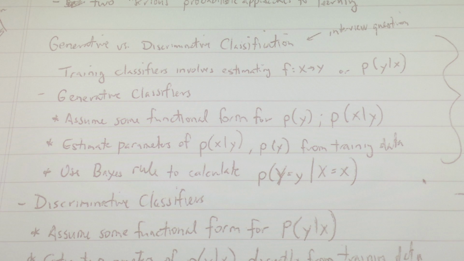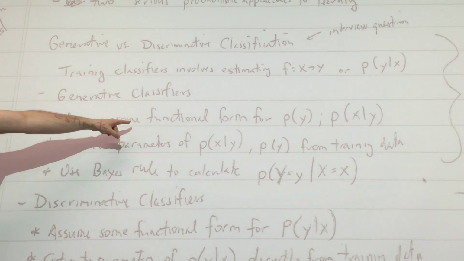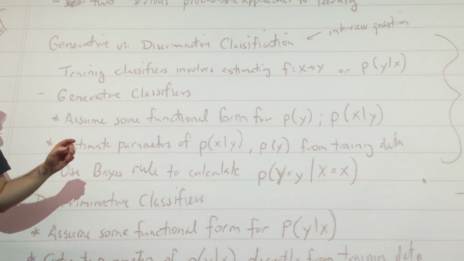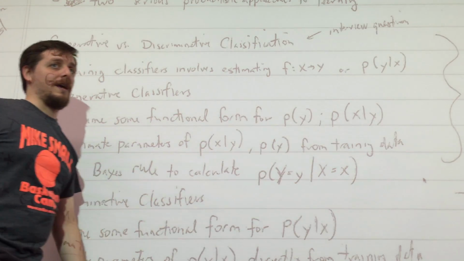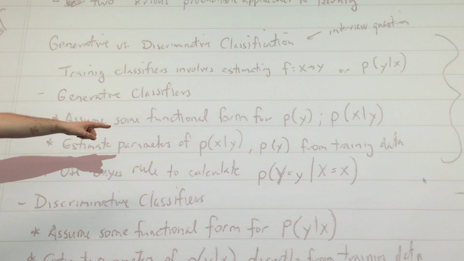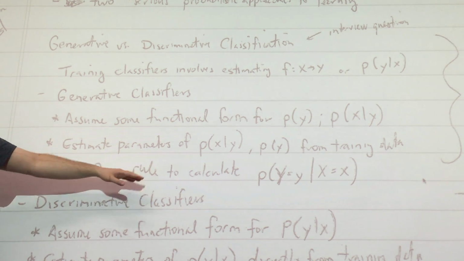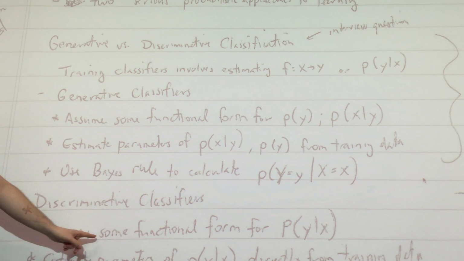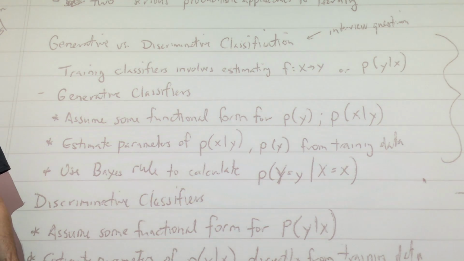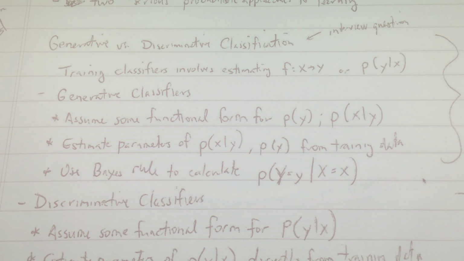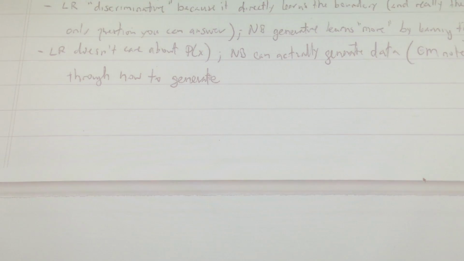So this is kind of a summary. There are two serious ways to do this. One is generative. Assume some functional form for p of x, y, and break it down into a prior and a class conditional. Estimate the parameters and use Bayes' rule to get my conditional back out. The other is discriminative, where I assume some functional form for the conditional directly and estimate the parameters accordingly, such that I minimize some loss. That make sense? Already talked about regularization.